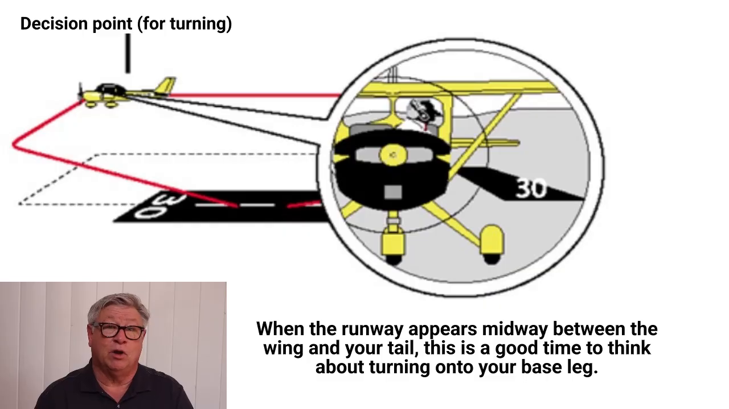Base leg. When you are about 45 degrees from the number end of the runway, begin your turn. As you're turning, ask yourself, am I high? Am I low? Am I fast? Am I slow? Make any corrections to power and pitch as you make your descending turn. And add the next notch of flaps and retrim your aircraft.